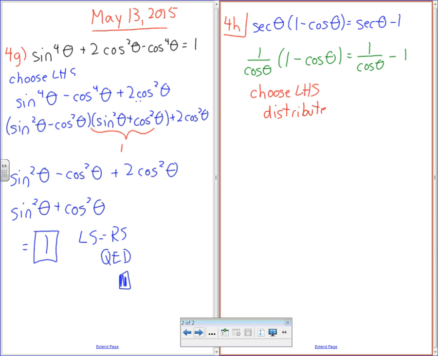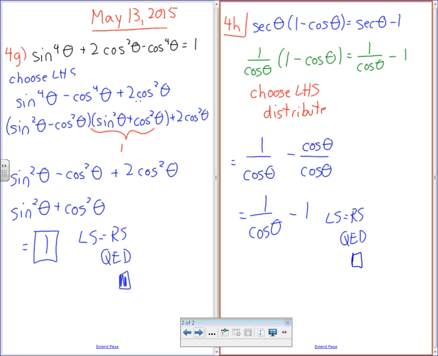Okay, so, can someone be brave? What's 1 over cos theta times 1 equal to? 1 over cos theta, good. What's 1 over cos theta times negative cos theta equal to? Negative cos theta over cos theta, which is negative 1. So 1 over cos theta minus 1. So this one's definitely more straightforward, okay?